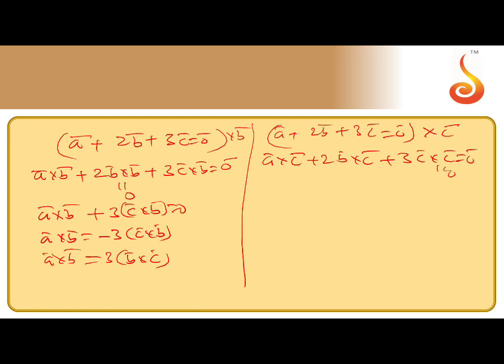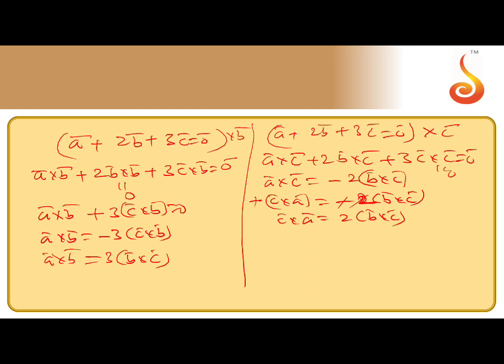So here again C cross C is 0. Now A cross C equals minus 2 into B cross C. But you want A cross B plus B cross C plus C cross A. Here interchange the vectors on the left side. Minus C cross A equals minus 2 into B cross C. So now, sorry, minus minus cancel. So C cross A equals 2 times B cross C. So now our job is to find A cross B plus B cross C plus C cross A.